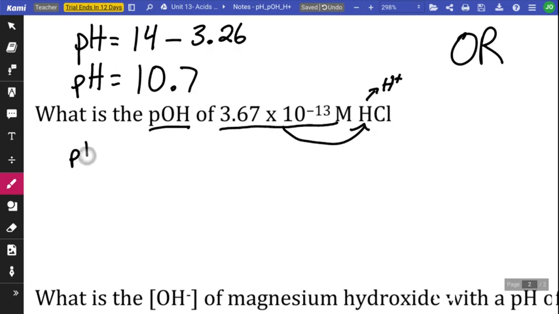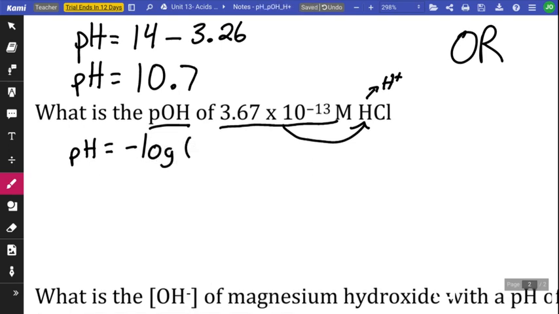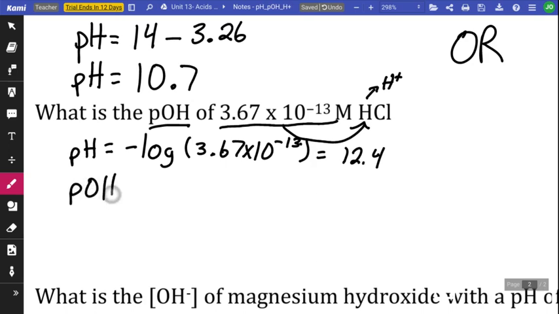First off, we would solve for our pH. So pH equals the negative log of our hydrogen concentration. So pH equals the negative log of 3.67 times 10 to the negative 13. I'm going to plug that into my calculator, and I will find that that gives me 12.4 as our pH. Well, now I need to look for the pOH. So pOH equals 14 minus 12.4.